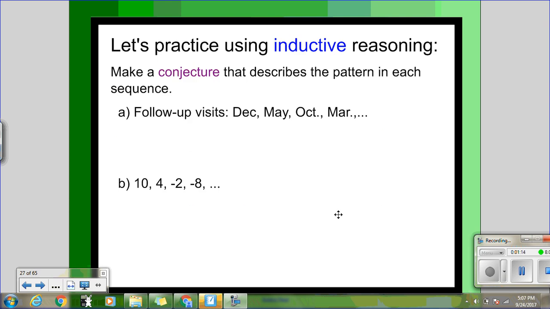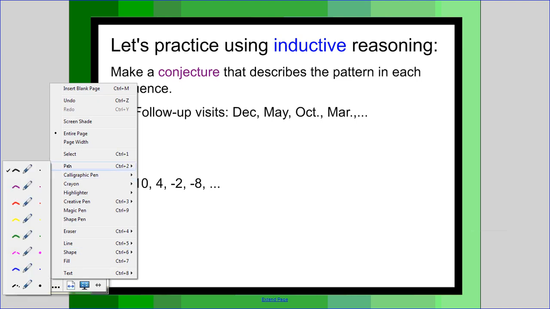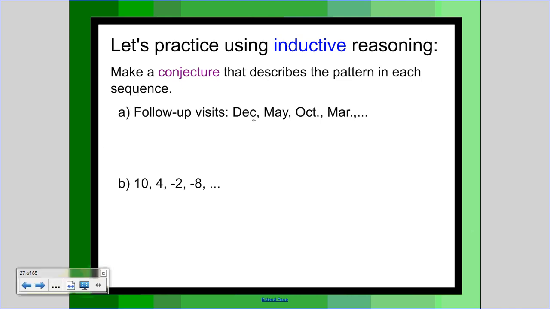Let's practice some inductive reasoning. Using the sequences below, we're going to provide a conjecture that describes the pattern we see. For A, it says follow-up visits are December, May, October, and March. If I look at it, between December and May, there are 5 months: January, February, March, April, May. So let's write that down, and let's see if that pattern continues.